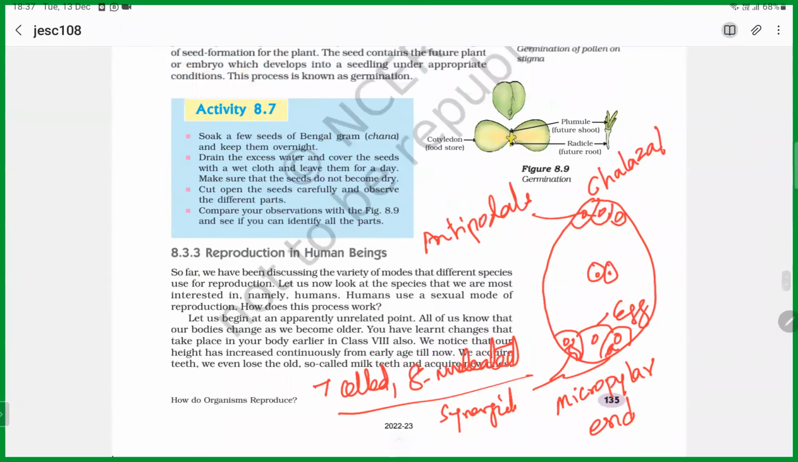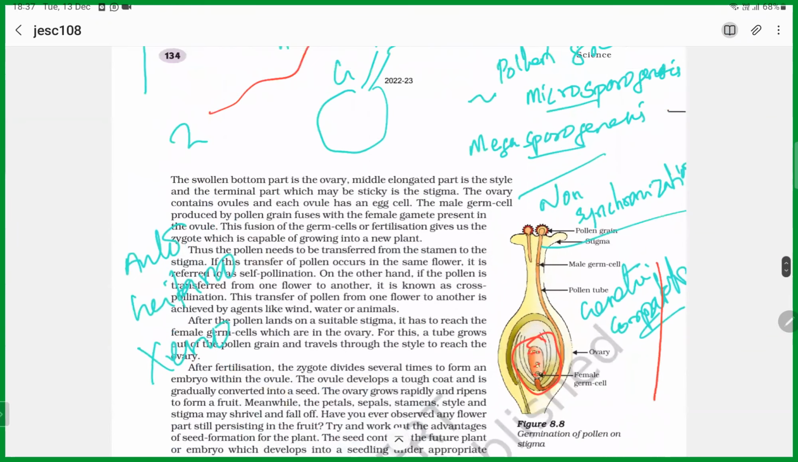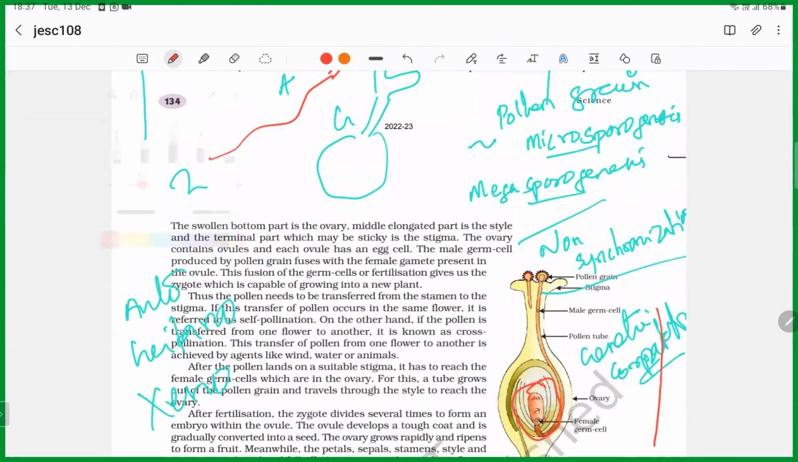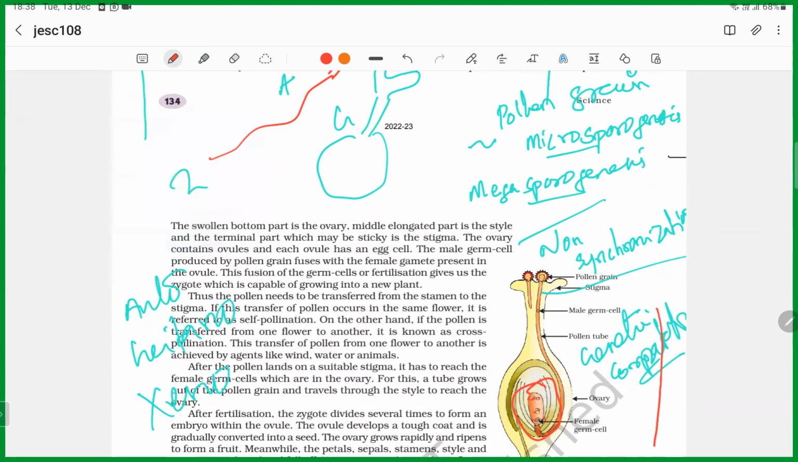Now you can see here the pollen grain. What is the structure of pollen grain? Do you remember? The outer cover is called what? Exine. The inner cover is called intine. Here how many cells will be there? Two. Generative and vegetative cell.